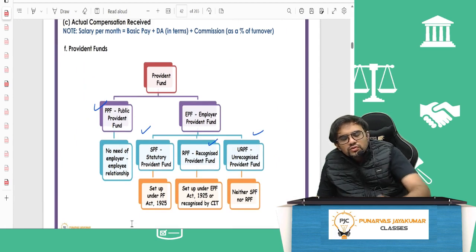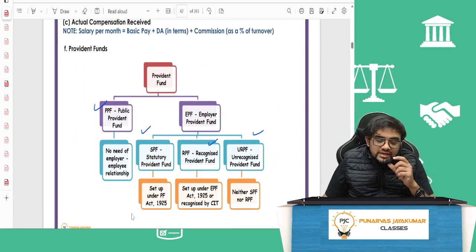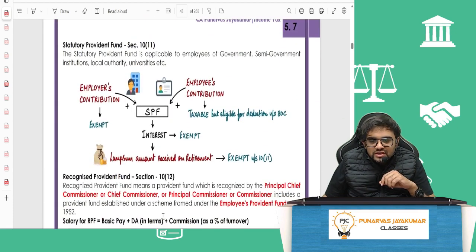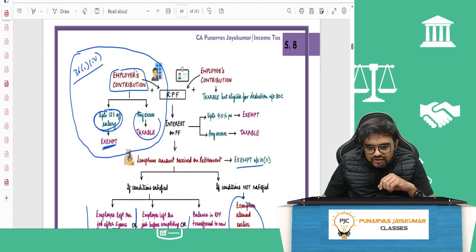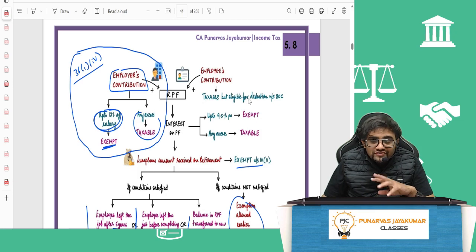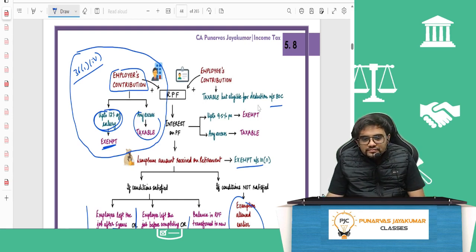Provident fund, there are two types. One is public provident fund where anybody can invest, and of course you have the EPF, employee provident fund. As far as the employee provident fund is concerned, there you go. Employer will contribute, employee also will contribute. Employee's contribution is taxable but eligible for deduction for the employee under 80C. This is for the employee I'm talking about. As far as employer is concerned, up to 12% of salary is exempt, and any excess is taxable in the hands of the employee.